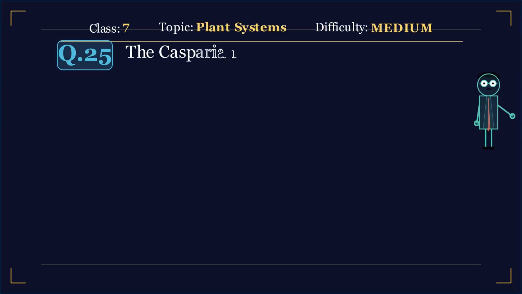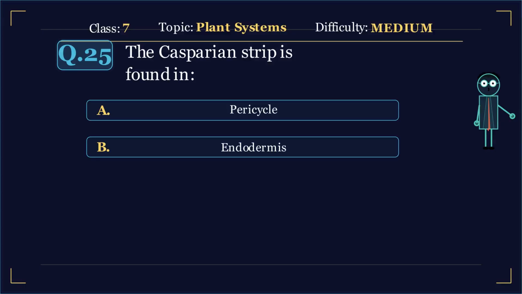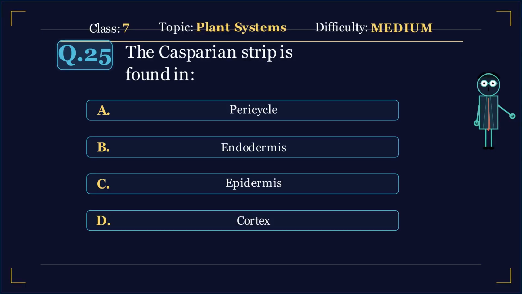Question 25. The Casparian strip is found in blank. Option A, pericycle. Option B, endodermis. Option C, epidermis. Option D, cortex.